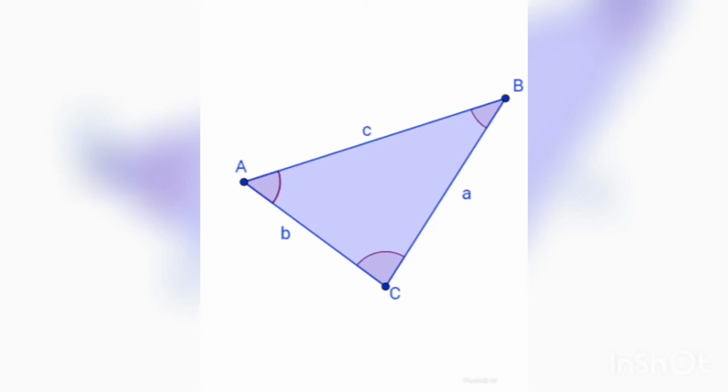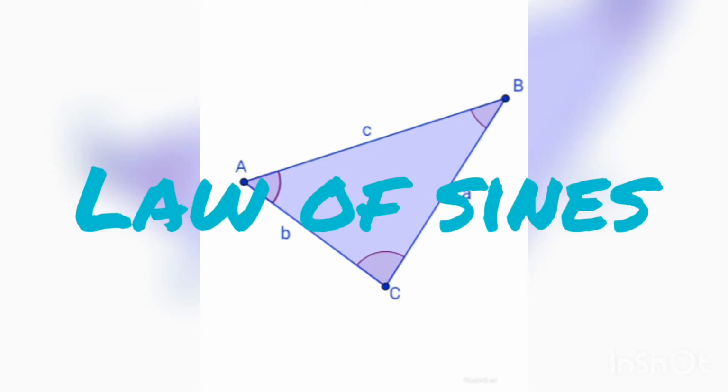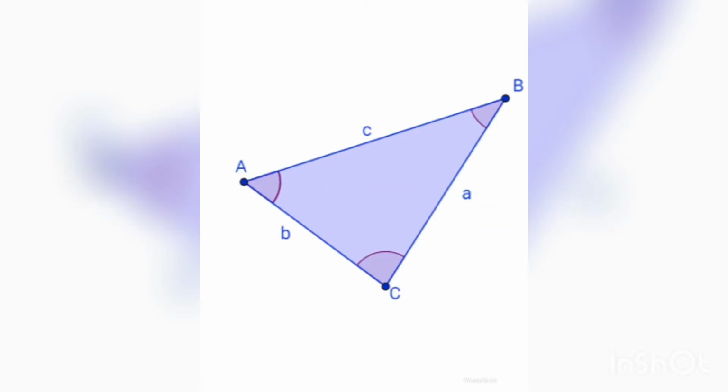In this section, we're talking about the law of sines. In the law of sines, you're trying to either find a side or an angle of a triangle that does not have a right angle. So in this triangle, as you can see, there are 3 angles and none of them are right angles.